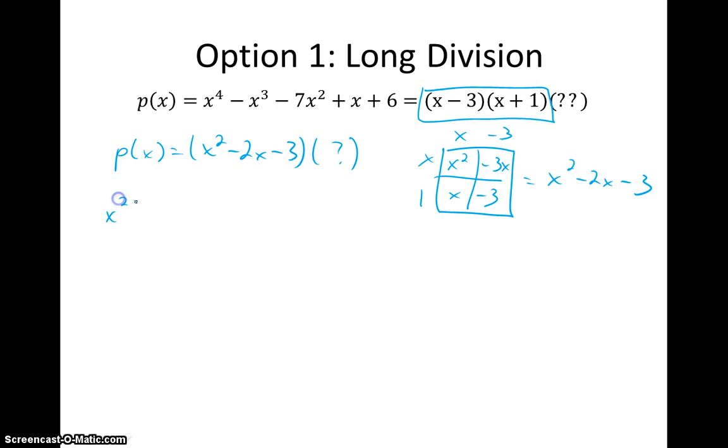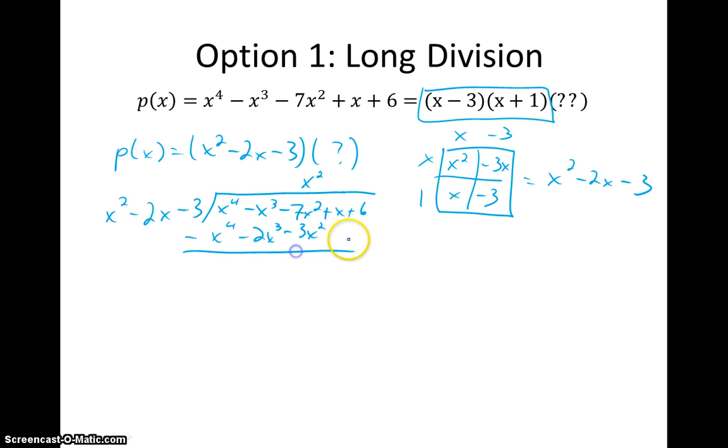So we have x squared minus 2x minus 3. And we want to know how many times does that go into our big polynomial, x to the fourth minus x cubed minus 7x squared plus x plus 6. So x squared into x to the fourth, that happens x squared times. Multiply x squared by x squared, we get x to the fourth. Times negative 2x is negative 2x cubed. X squared times negative 3 is negative 3x squared. Subtract that off. Now we're subtracting all of these terms. Negative signs get a little hairy here. So let's take a look.